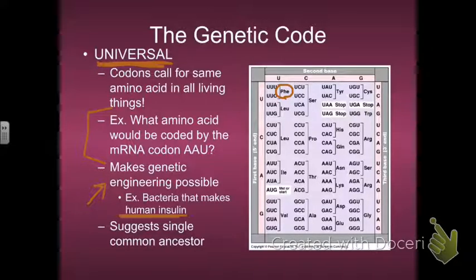So what we can do is put the gene for human insulin into a bacterium, and then the bacteria will make human insulin, which is pretty slick. Not made by a human, made by bacteria, but it is human insulin.